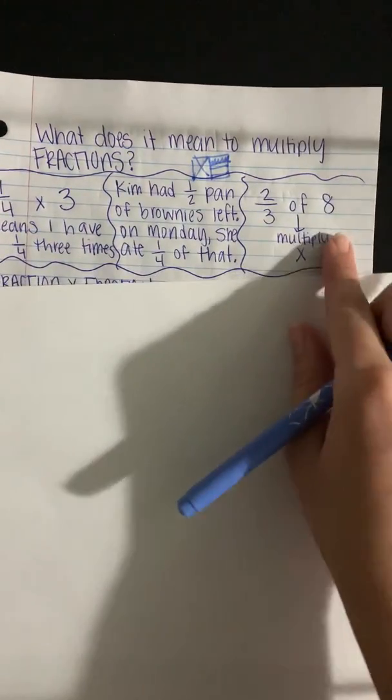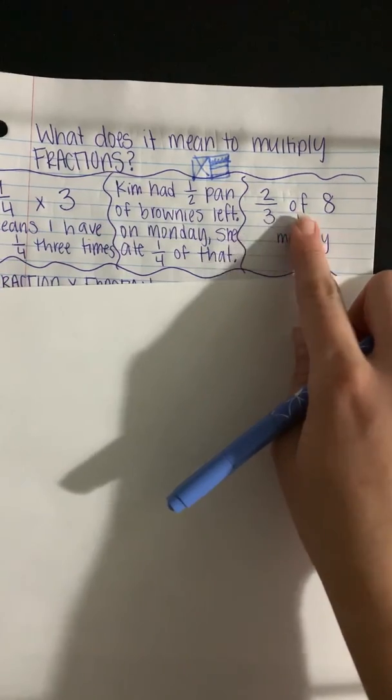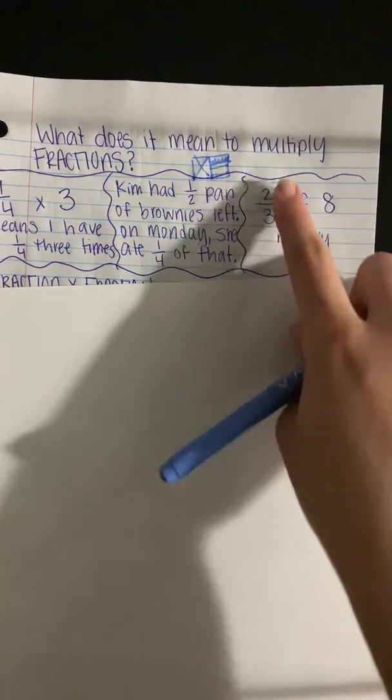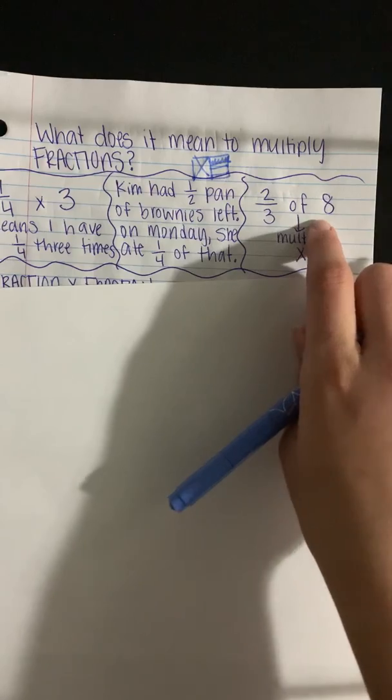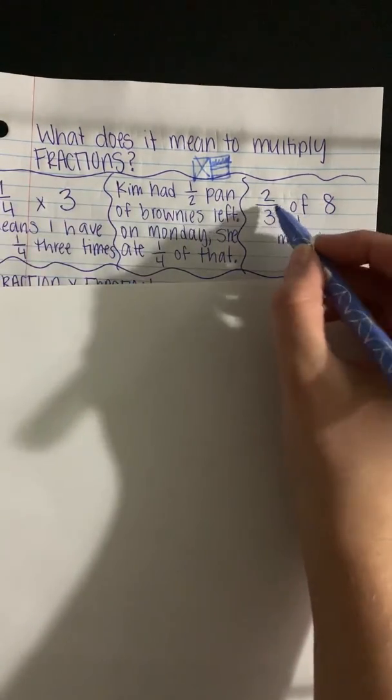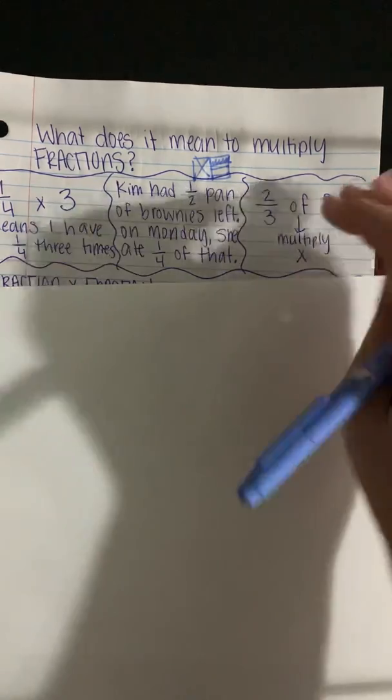And a third way to think of this is when you see the word of next to your fraction. So 2/3 of 8. Of means multiply. So this really would mean 2/3 times 8.